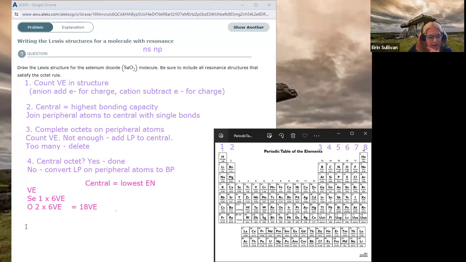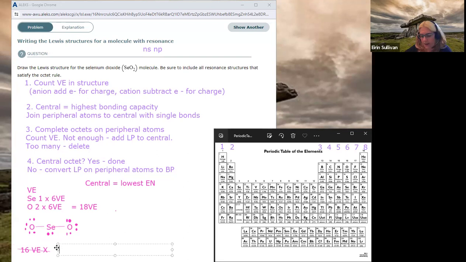Now we can sketch out our molecule with selenium in the middle. We're going to join them up with single bonds, because that is how we roll. And then we're going to give our peripheral atoms some nice juicy lone pairs. So 2, 4, 6, 8, 10, 12, 14, 16. Okay, so we've only got 16 valence electrons, so our structure's not quite there. We need to add more. We've got to get to 18 valence electrons. So this is where we can add a lone pair to our central atom. One will do. So now we're good. Now we have 18 valence electrons.